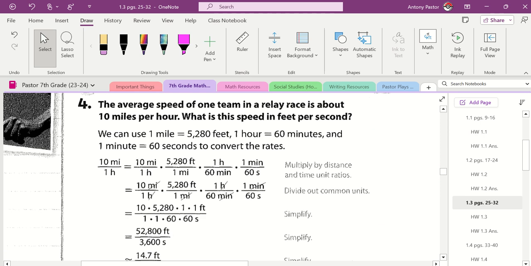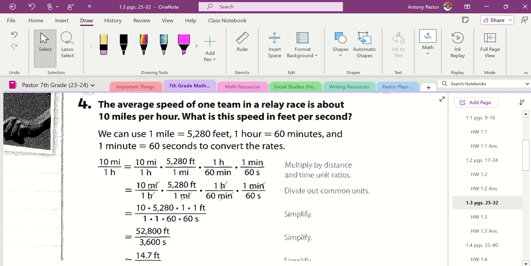So, here's another example of another one of 10 miles in 1 hour. They want to find out how many feet per second the speed is. We would have to multiply it to figure out the feet and seconds. So you see there's multiple steps here. So we use the 10 over 1. So again, the average speed of one team in a relay race is about 10 miles per hour. What is their speed in feet per second?